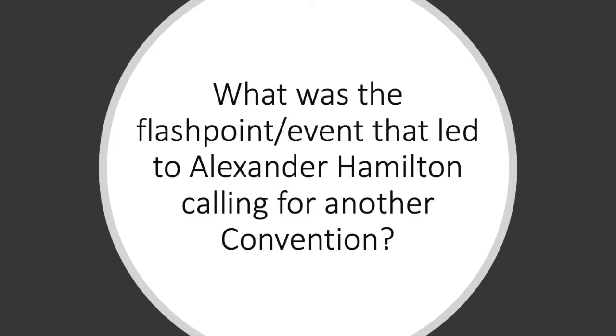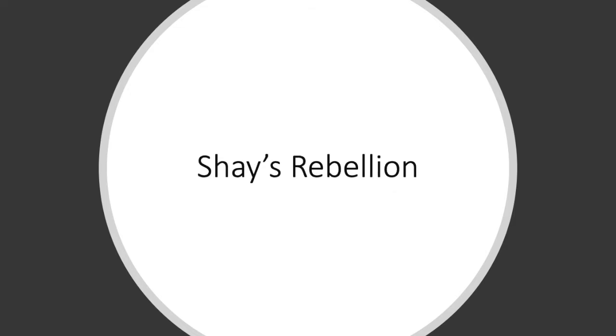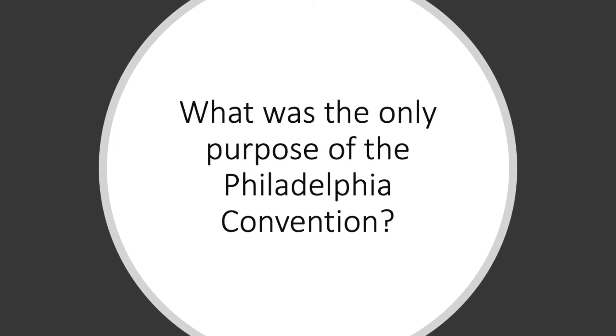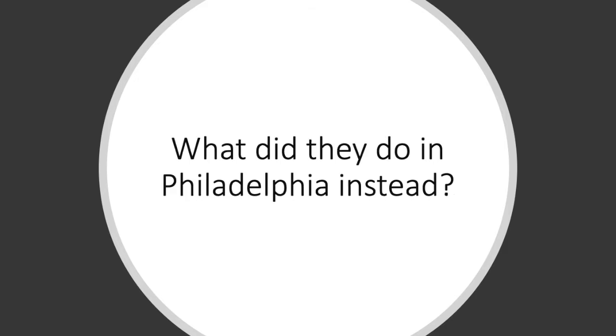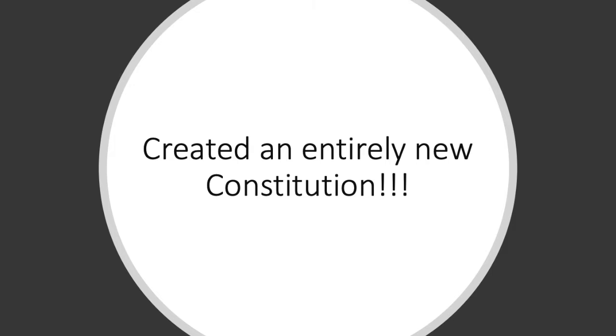What was the flashpoint or event that led to Alexander Hamilton calling for another convention? It was Shays' Rebellion. What was the only purpose of the Philadelphia Convention? To revise or fix the Articles of Confederation. But what did they do in Philadelphia instead at that convention? They didn't revise the Articles. They created an entirely new Constitution.